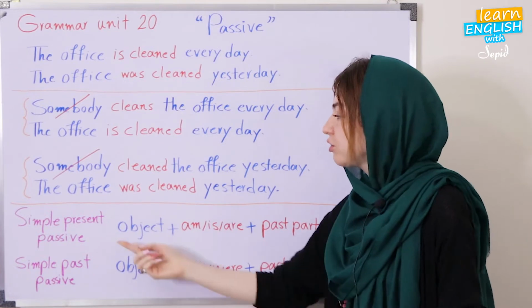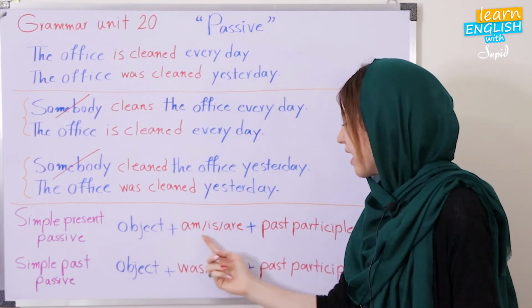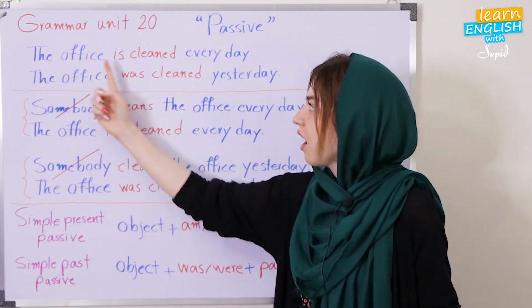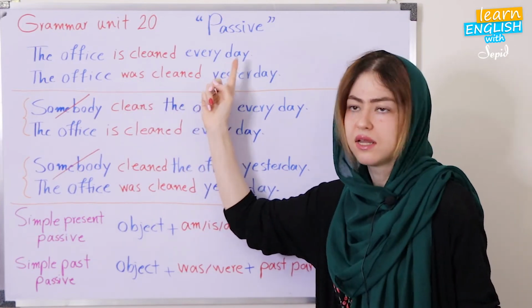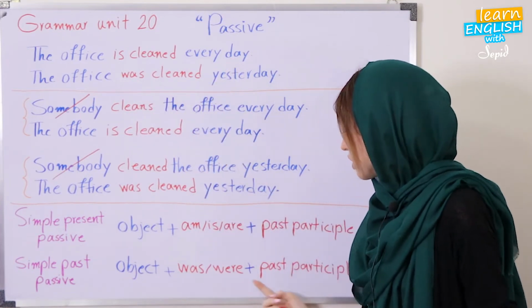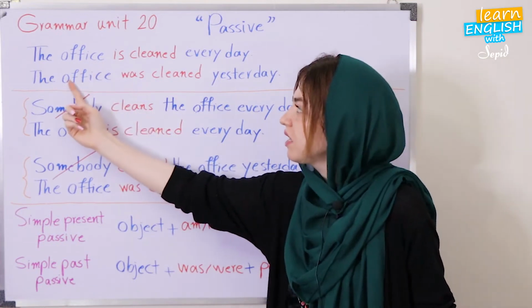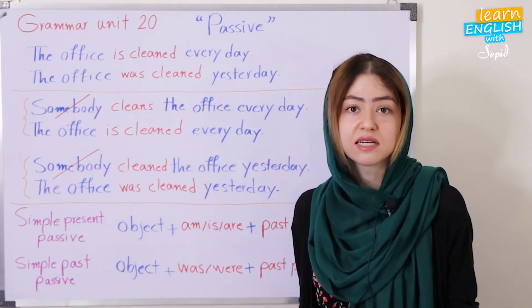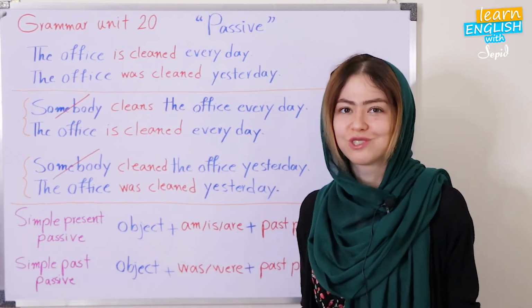So pay attention to the first formula. Object, am, is, are, past participle. The office is cleaned every day. And object plus was or were, past participle. The office was cleaned yesterday. Let's go for more examples.